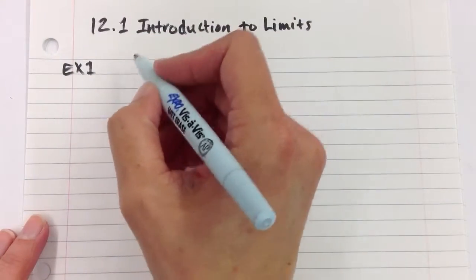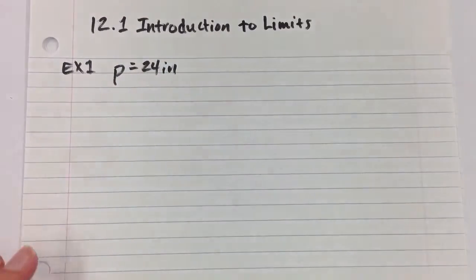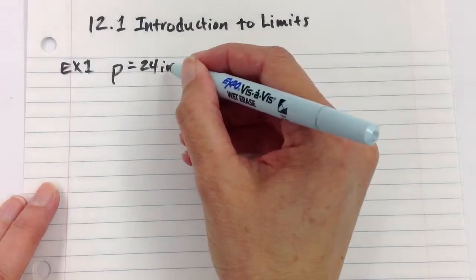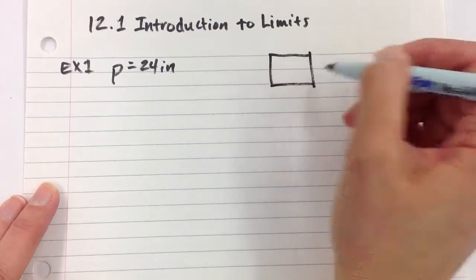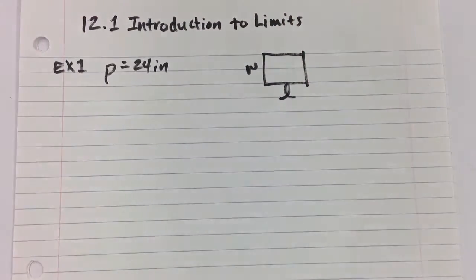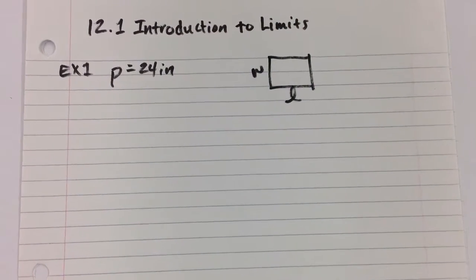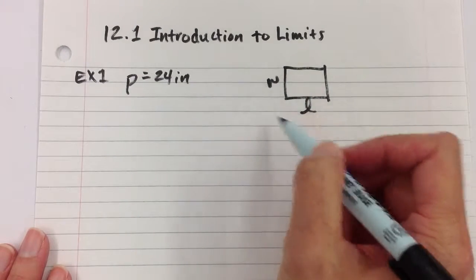We have our perimeter of our rectangle is 24 inches. And let's draw our rectangle. Generally, a rectangle has a width and it has a length. And so how do we find the perimeter of a rectangle? What do we do?